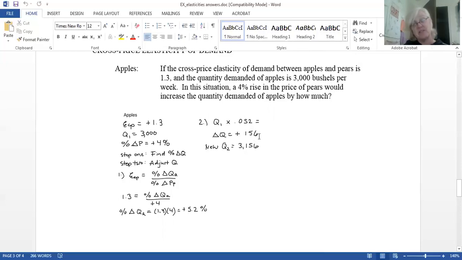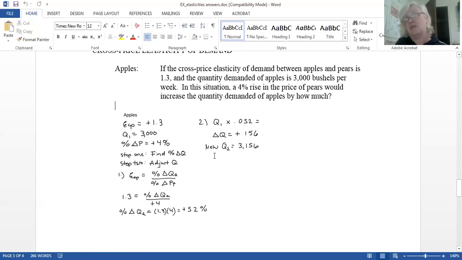156. That should have been enough to answer the question. Increase of 156 apples. That's going to leave me with a new Q2 of 3,156. I just added that second part. The change in Q would have been sufficient to answer the problem.